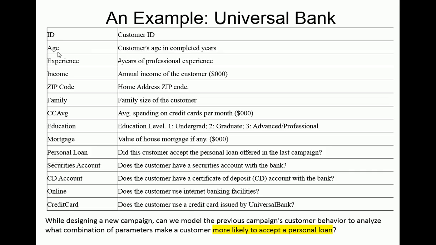They have a customer ID, their age, experience, income, the zip code, the address they are in, family size, average spending on credit cards per month, and the education level: 1 is undergrad, 2 is graduate, and 3 is advanced professional. The mortgage, if they have any, and personal loan, whether they accepted the personal loan offered in the last campaign. So this is our Y variable for our analysis. Security account, if they have any, checking account, if they do online banking, and if they have a credit card with the bank.